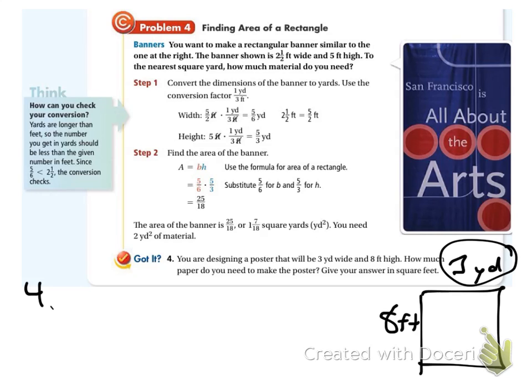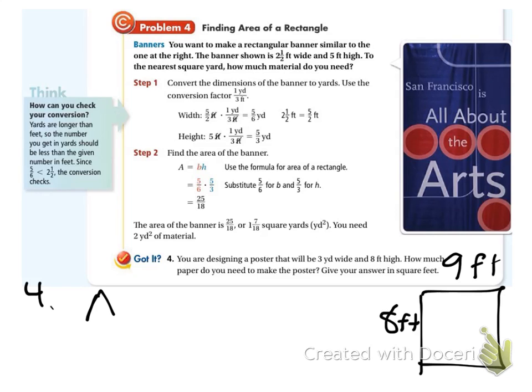So I need to change this yard into feet. Every yard has 3 feet. And so if I have 1 yard, I have 3 feet. If I have 2 yards, I have 6 feet. And if I have 3 yards, I have 9 feet. All I'm doing there is the number of yards times 3. So 3 yards turns into 9 feet.